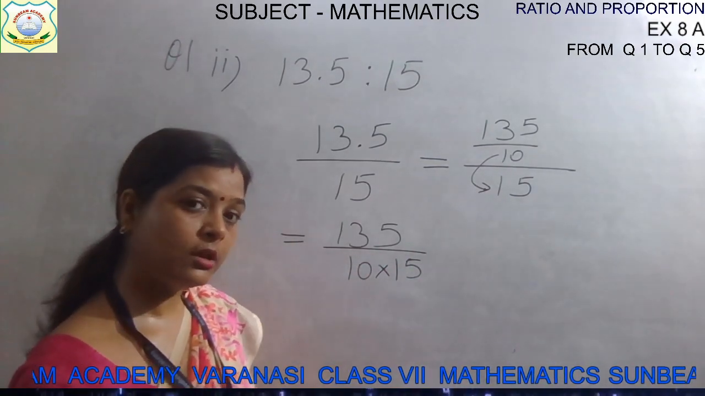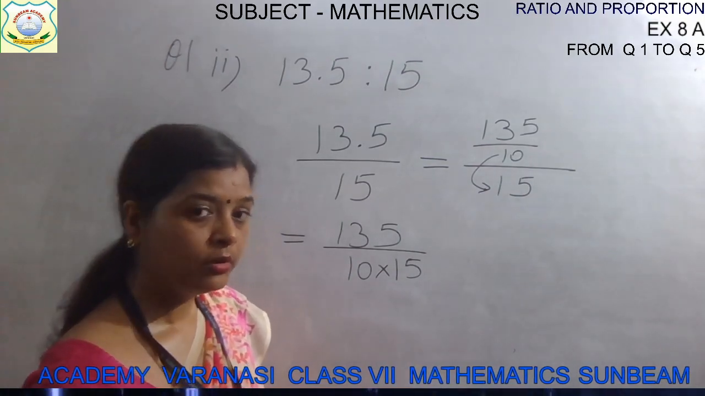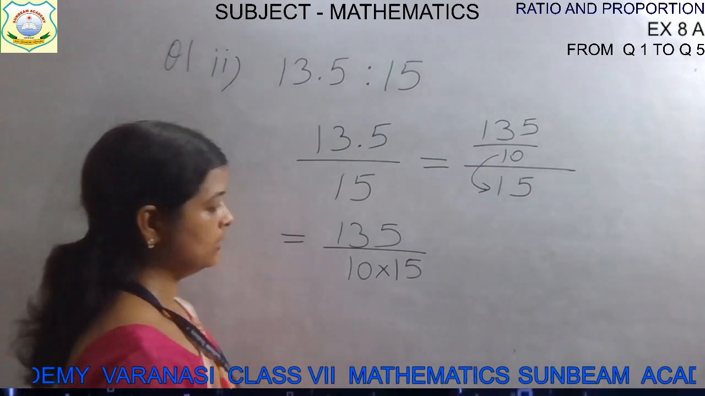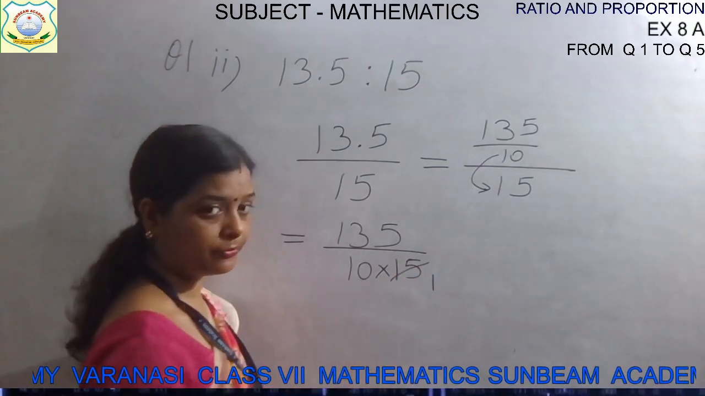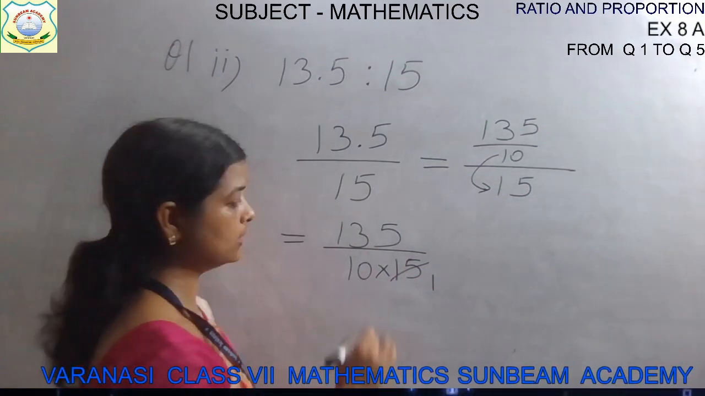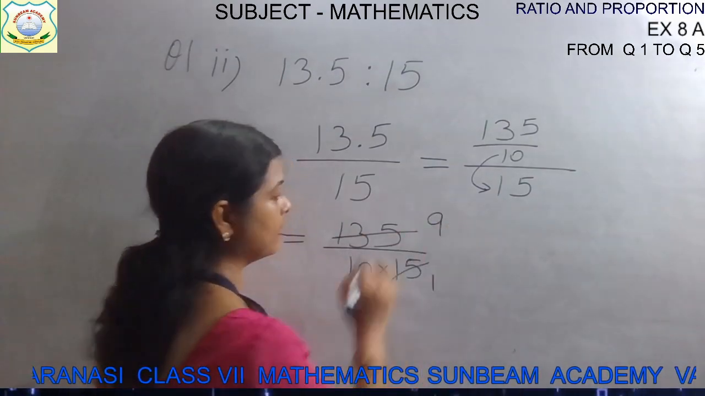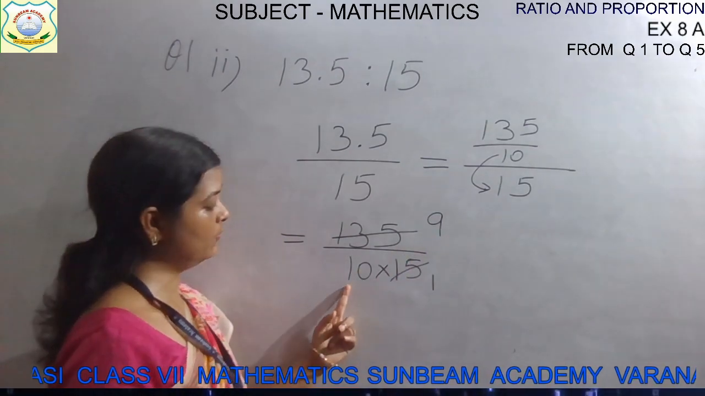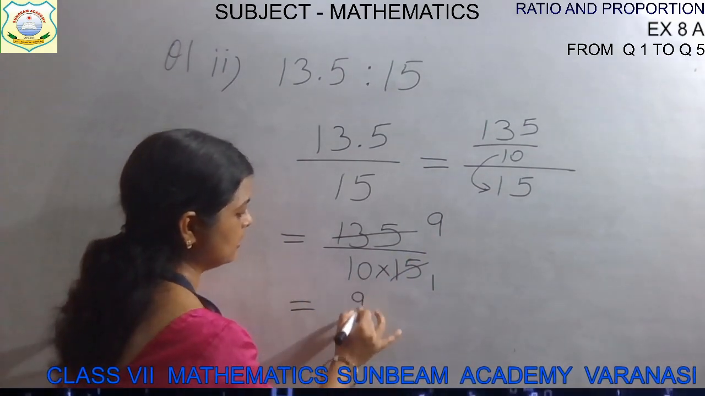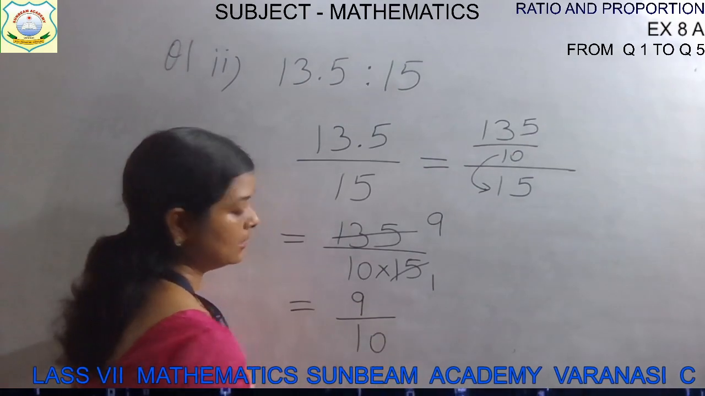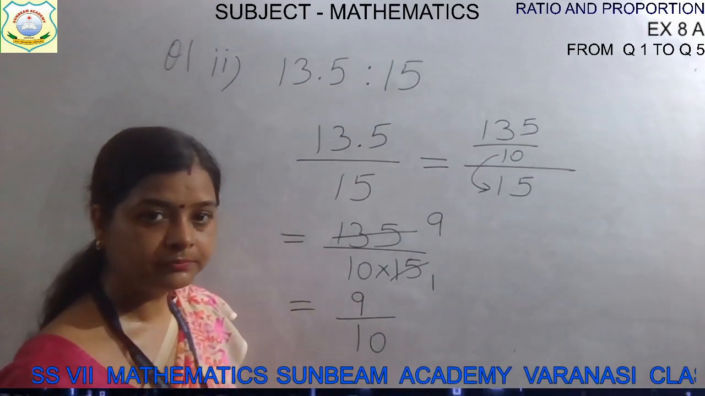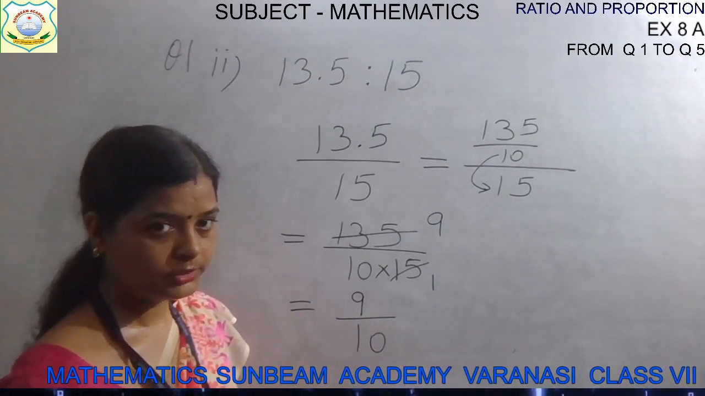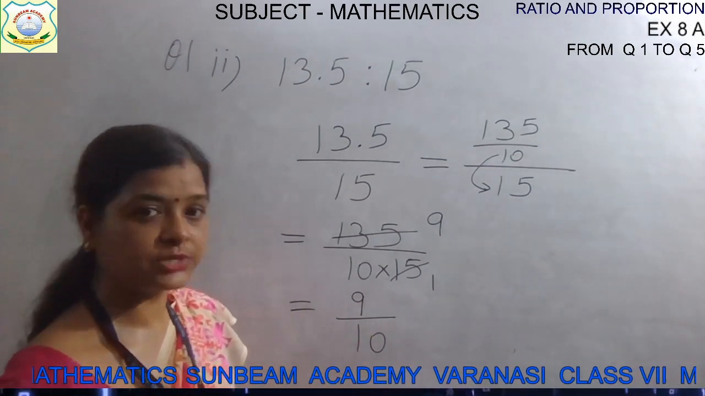Now we get to solve this. How will you solve? 15, how many times? 15, 9 times. 15 ones are 15 and 15 nines are 135. So 9 will come. Now in the numerator 9 is left. In the denominator 10 is left. 9 upon 10. Can we further simplify it, children? 9 and 10? Can it be simplified? No. You know it. So it is the simplest form.